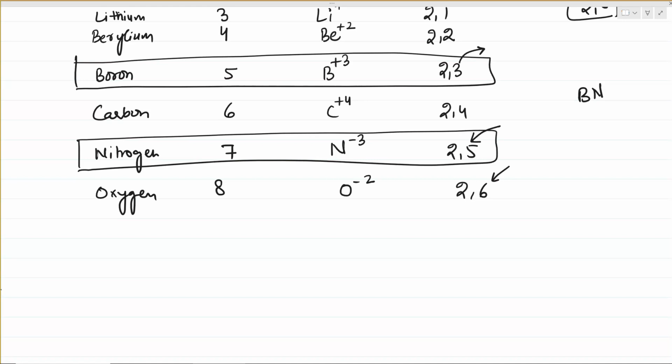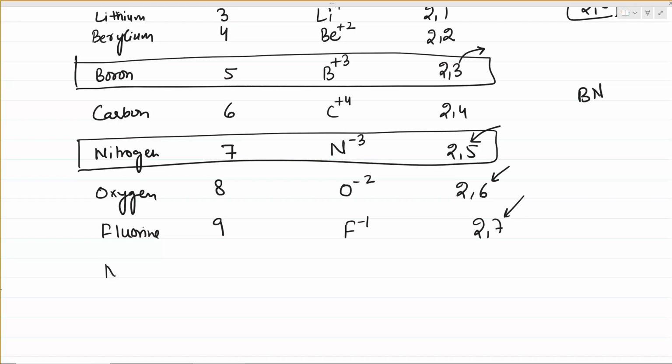And similarly, that of fluorine. Fluorine has atomic number 9. So it would be F, electronic configuration 2, 7. In order to attain stable electronic configuration, again, it will gain 1. So it will be F -1. The fluorine valency would be -1 because it will gain 1.